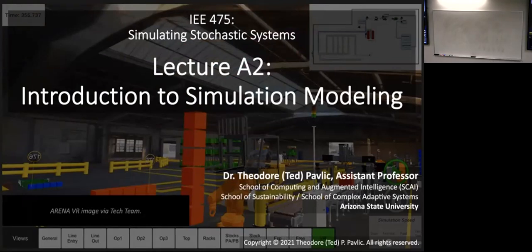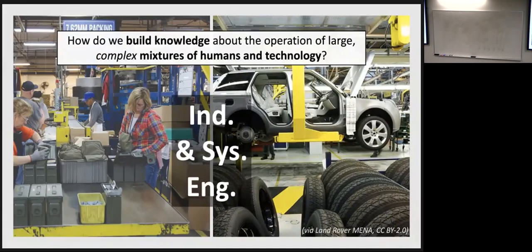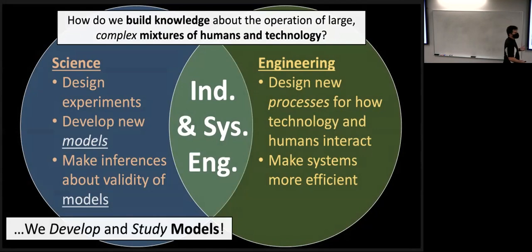Today, we talked about introduction to modeling more broadly last time, and now we're talking about simulation in particular. If we remember from last time, we talked about that as industrial engineers, we have to build knowledge about the operation of large, complex mixtures of humans and technology. So we don't have the benefit of the science already being done for us. We have to do the hard work of experimenting on real systems or surrogates for real systems to build knowledge that we can then make use of the same way a chemical engineer would make use of a chemistry textbook. So we are this weird combination of science and engineering together, right there in the middle. Just like other scientists, we have to develop and study models. And the models that we build are there because we're trying to come up with the F equals MA for industrial systems.